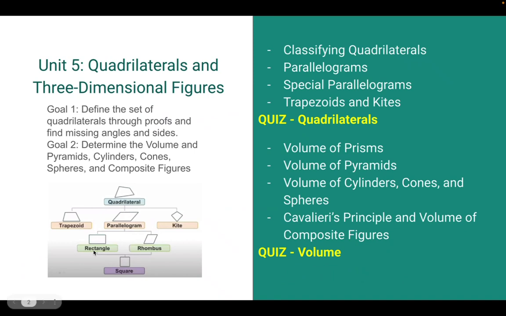So in our first one, we're going to talk about quadrilaterals and three-dimensional figures, and these are probably some things that you've done in the past, but we're going to get into a little bit more detail about classifying quadrilaterals, parallelograms, some special parallelograms, trapezoids and kites, and then we will have a quiz on quadrilaterals. And quadrilaterals are four-sided figures, and we're going to use proofs to find missing angles and sides and kind of look into them more, and then kind of look at how they're related to each other.